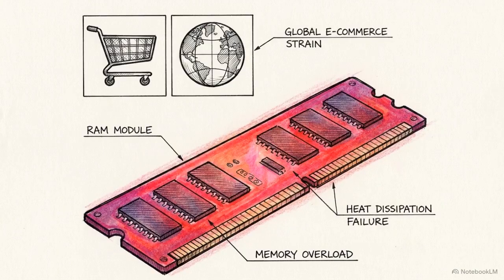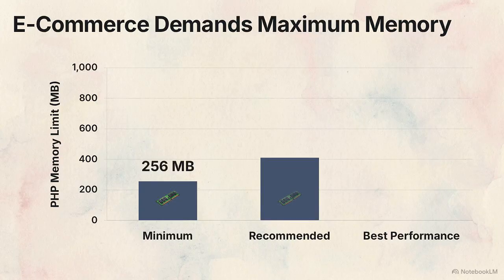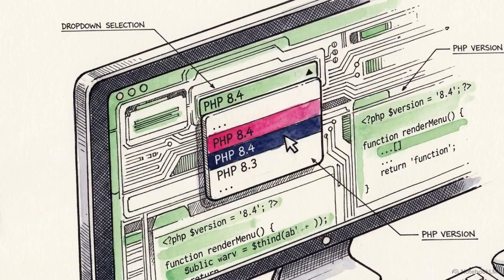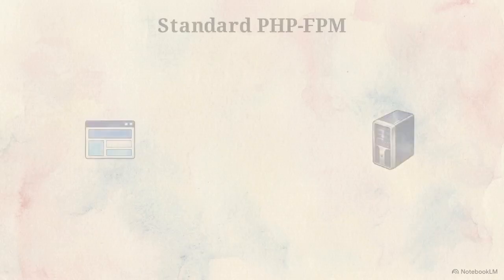Adding WooCommerce or translation plugins like WPML increases this footprint. These sites often require 512 or 768 megabytes to prevent the editor from crashing during a checkout page build. Optimized hosts allow you to raise these limits by selecting PHP 8.3 or 8.4 in your control panel, giving your site breathing room instantly. Factor 2 is the execution model.